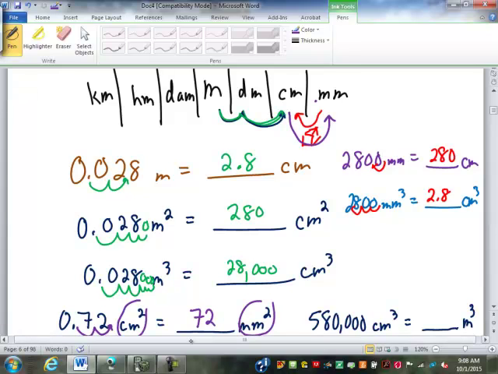580,000 centimeters cubed to meters cubed. Centimeters to meters is 2 spots to the left on the chart. But since it's cubed, each spot on the chart is how many decimal places? 3. Cubed is 3 spots on the chart, or 3 decimal places for each spot on the chart. So 2 spots to the left on the chart is 2 times 3, or 6 spots to the left of the decimal point. So 1, 2, 3, 4, 5, 6. That is 0.58 meters cubed. Does that make sense?